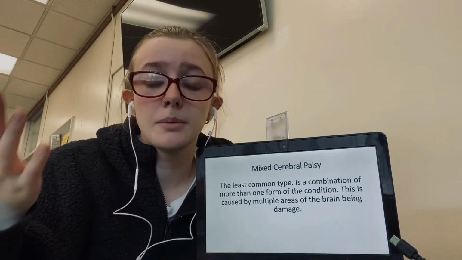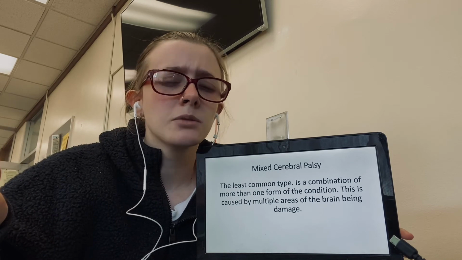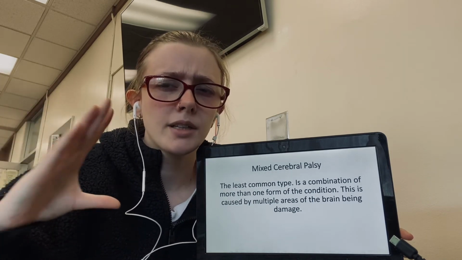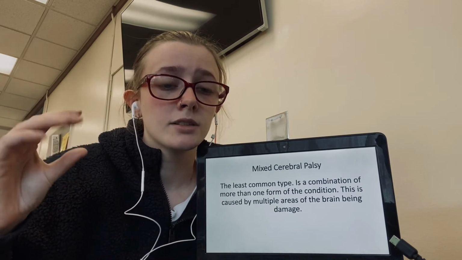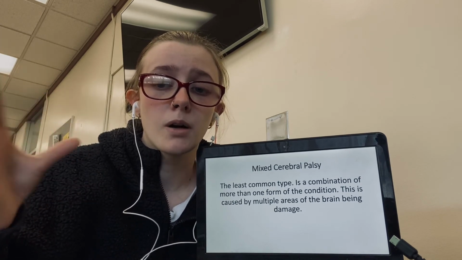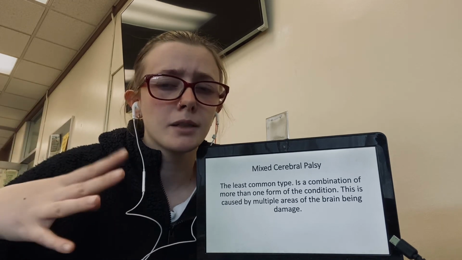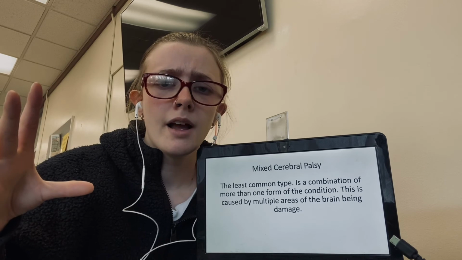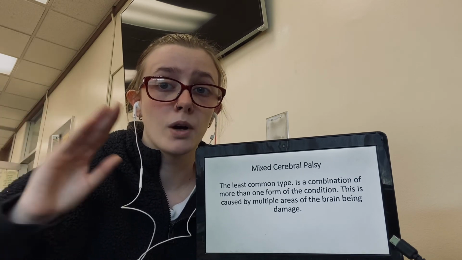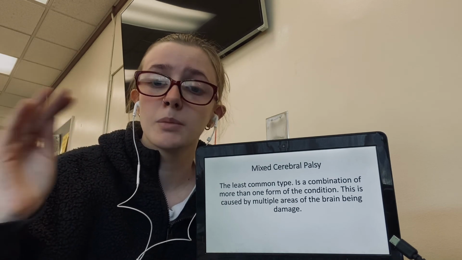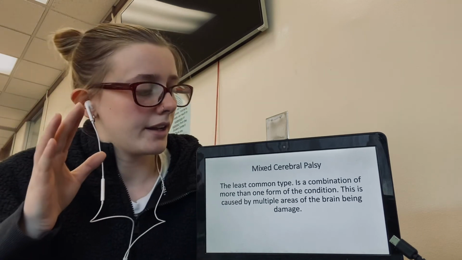And the last type of CP we're going to be talking about is mixed cerebral palsy, and this one is the least common that's diagnosed by doctors. This is just because these are different conditions of cerebral palsy when you have multiple areas of the brain that have been affected by some type of injury. This is diagnosed when doctors aren't sure what area exactly has been affected, but your body is experiencing different types of CP.